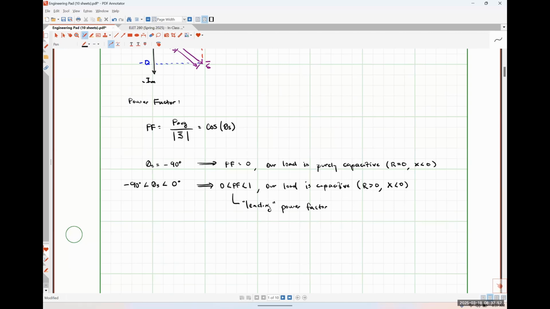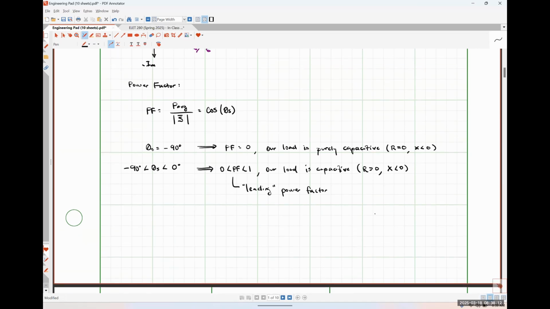For what it's worth, if we have time at the end of the class, we literally might set up a simple little experiment here to show you guys what a leading and lagging power factor would look like on one of these scopes. But let's keep on going here.